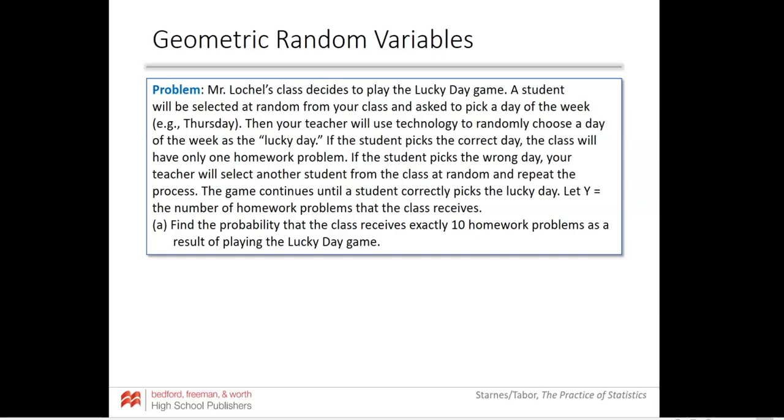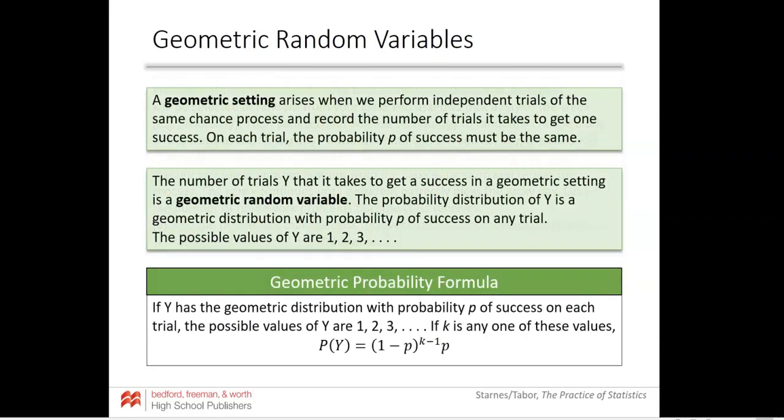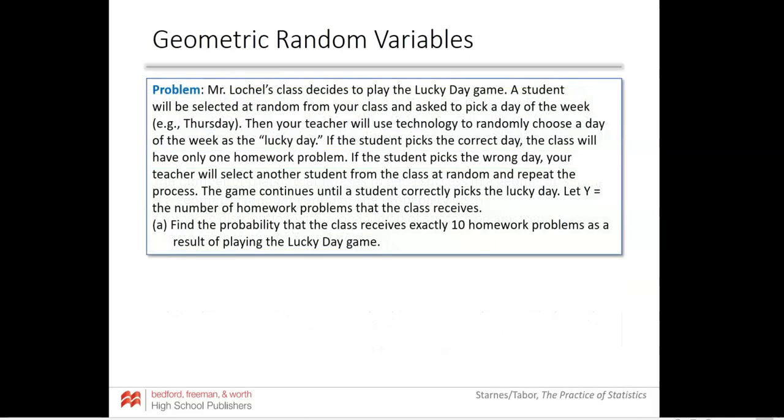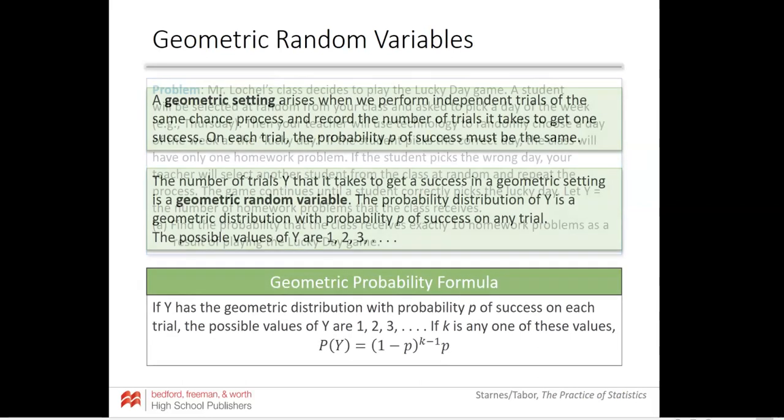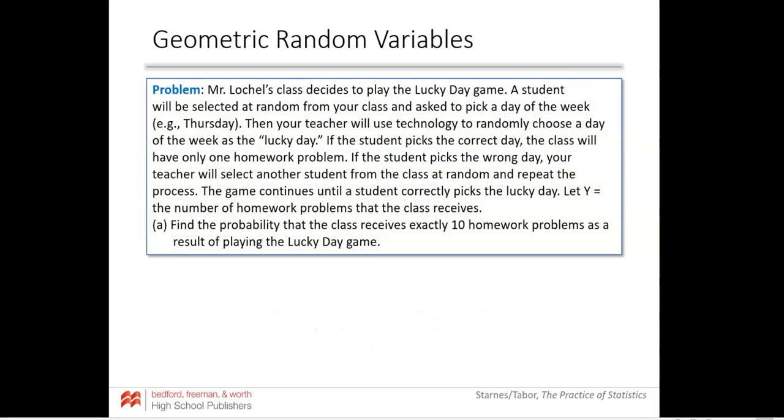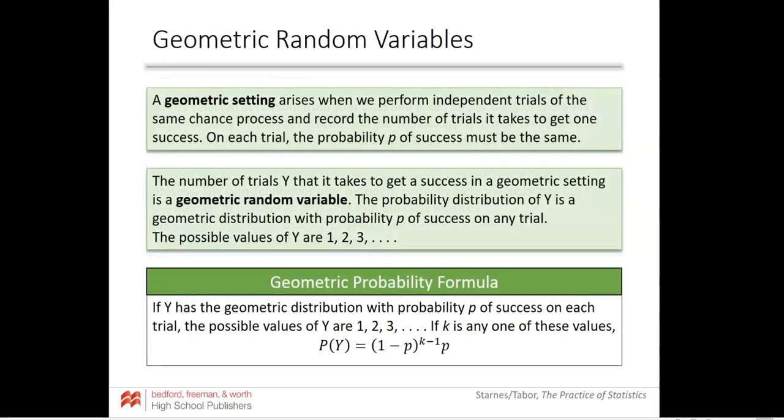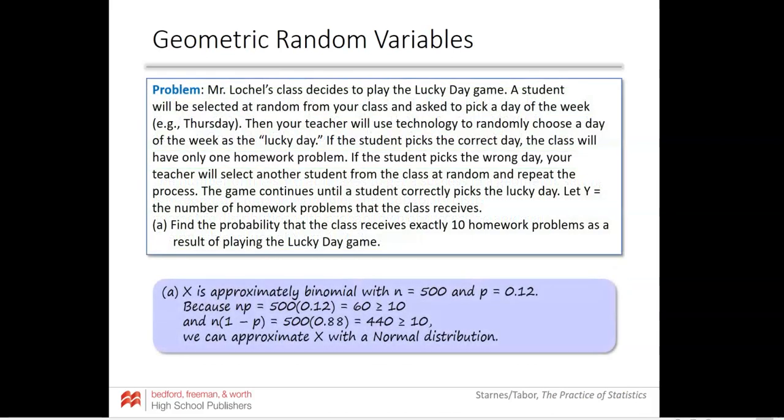Okay, so they're going to keep going until someone guesses the day correctly, right? So the teacher comes up with randInt from 1 to 7. You have to guess the day correctly. So we could use that formula, I think. 1 minus p, where the probability of guessing correctly, p, is 1/7. So incorrectly would be 6/7. So 6/7 to the k minus 1. I want it on the 10th term, so I think this would be the 10 minus 1 power times 1/7. So let's see what the answer is.